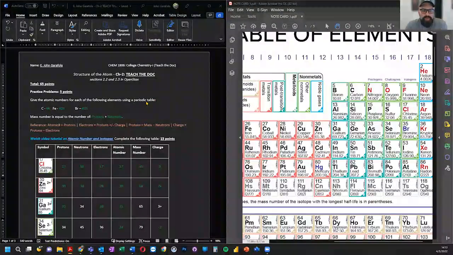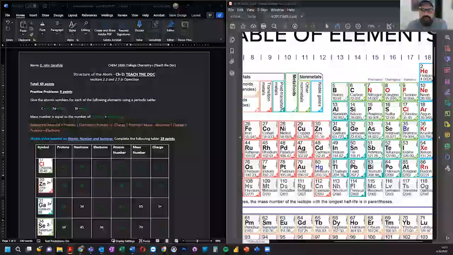Give the atomic number for each of the following elements using the periodic table as reference. So we have a periodic table in our notes, so this is going to be pretty easy. Just match up the element with the atomic number. So C, which is carbon, right here, atomic number 6. Just plug that in, number 6 right there.